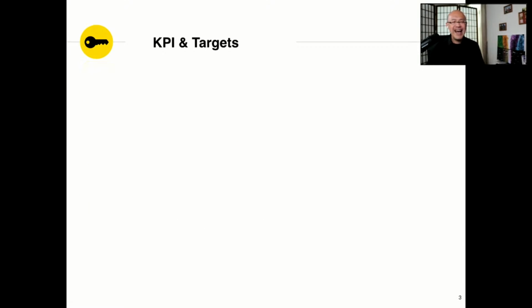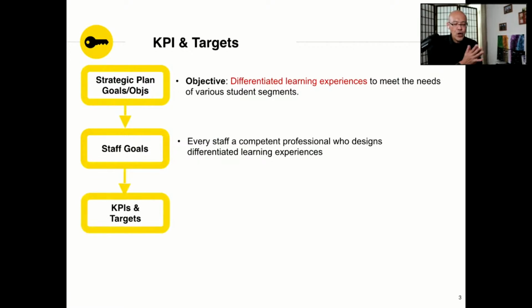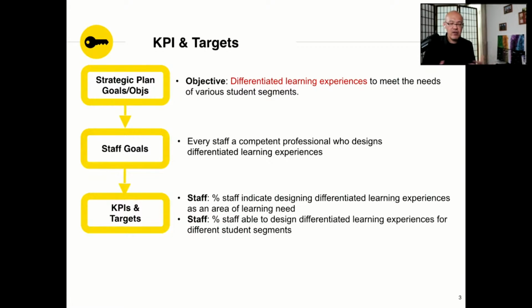Now, let's take a look at another example, continuing from our earlier example of the school wanting to differentiate learning experiences to meet the different needs of the students. What they want to have is every staff a competent professional who designs differentiated learning experiences. In this case, they have already gone through the phase where they are equipping and providing learning opportunities for teachers. So measuring just the systems perspective is not going to be their focus. Instead, they want to focus on the staff perspective. And these are the set of indicators that they look at.